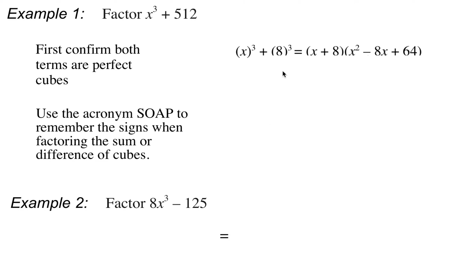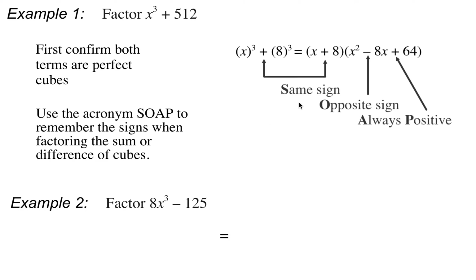Now here's the mnemonic device for remembering the signs. The first sign in your factor is the same as whatever sign you had to begin with. So if it's a sum of cubes, then this will be plus. If it's a difference of cubes, this will be minus. And SOAP is the word that we're going to use. So it's same sign, then opposite sign, and then the last one is always positive no matter how you're factoring. So same, opposite, always positive spells SOAP.